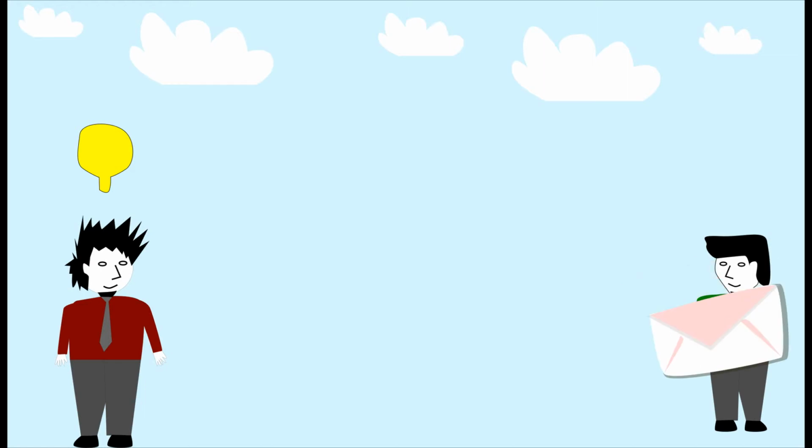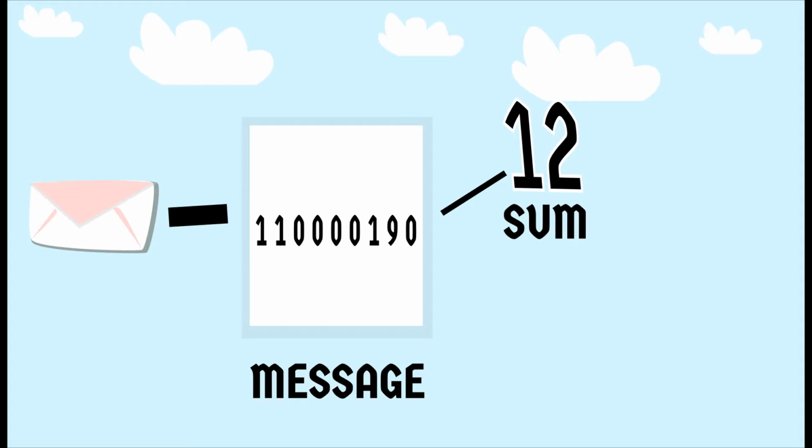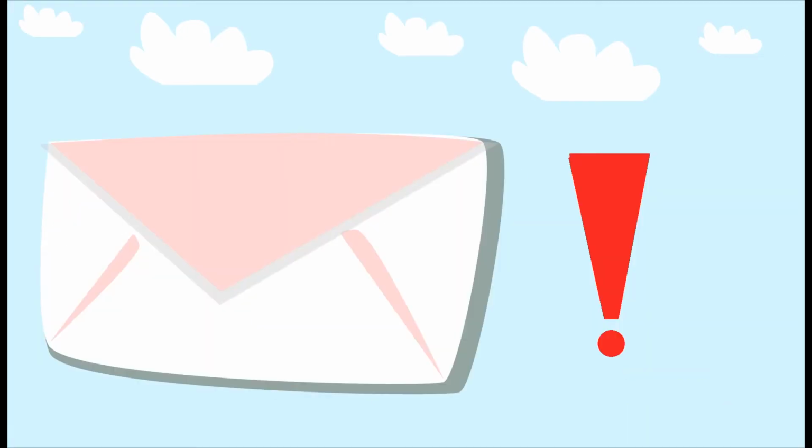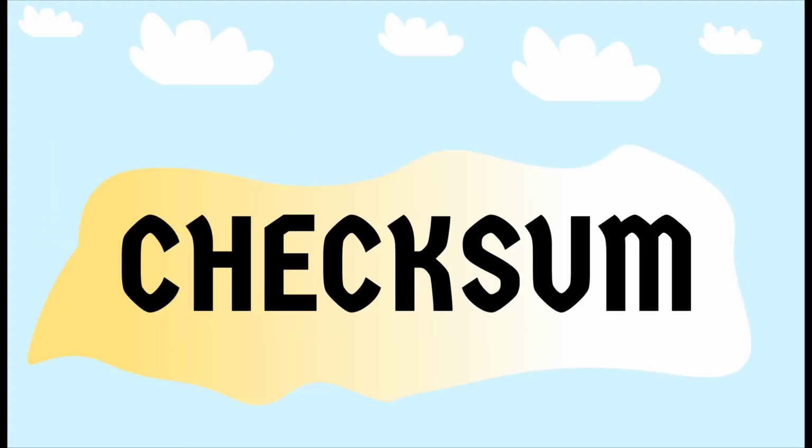Now Adam knows about Henry's trick. So the first thing he does is that he checks both the messages. He calculates the sum of the first message and finds out that the sum calculated is not equal to the sum message, thus finding out that the original message was tampered with. Now Adam can ask Henry to send the message again, as he knows that the present message has been changed by someone. This is the basic idea behind checksum.